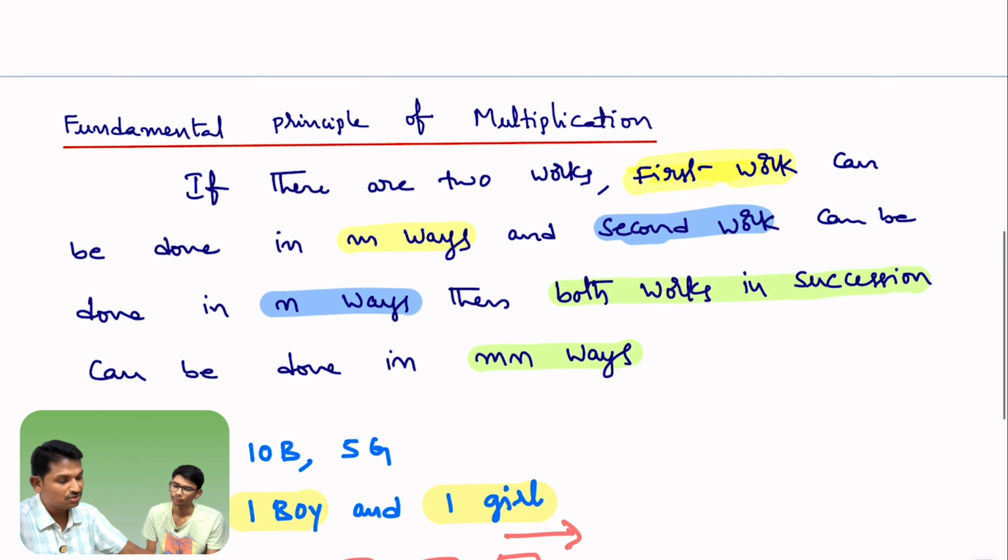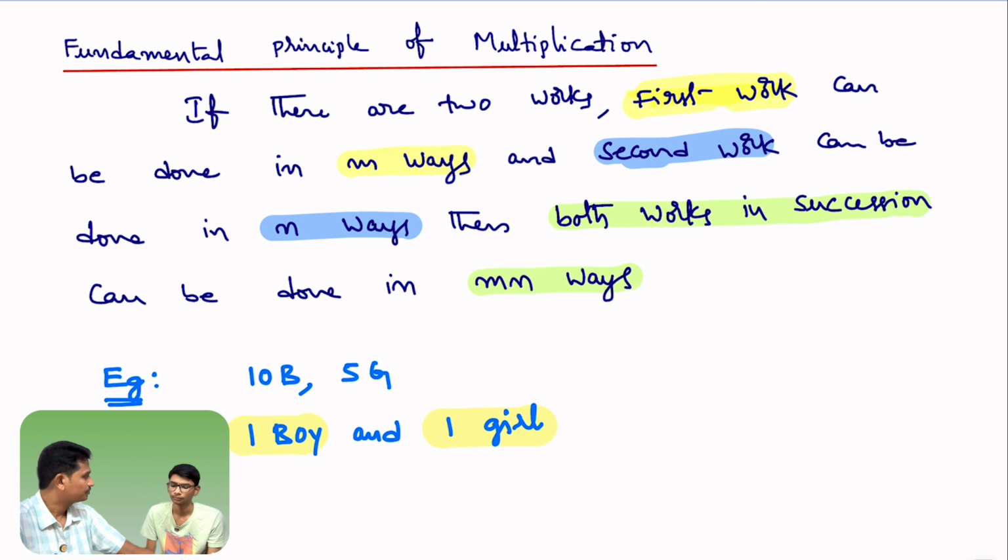To help you understand easily, I took 2 works here. So you understand what the fundamental principle of multiplication is? If there are 2 works, the first work can be done in m ways and the second work can be done in n ways, then both works in succession can be done in m into n ways. This is known as the fundamental principle of multiplication. Actually, this is part of the fundamental principle of counting.